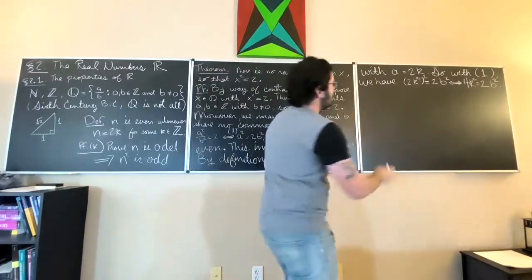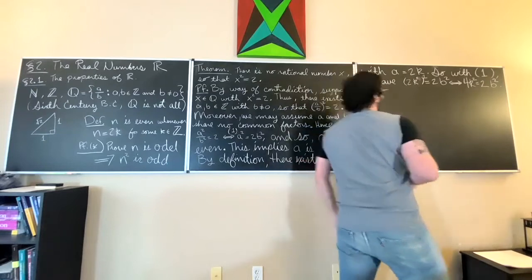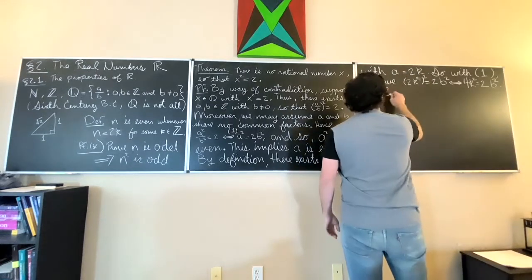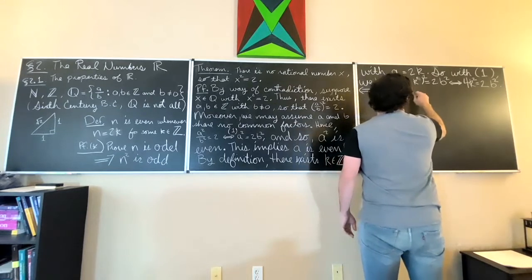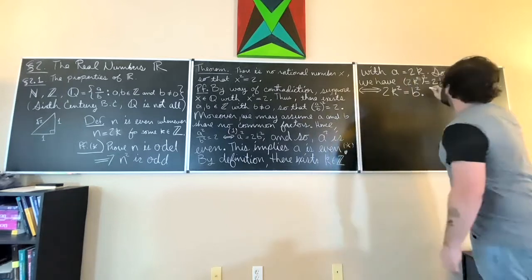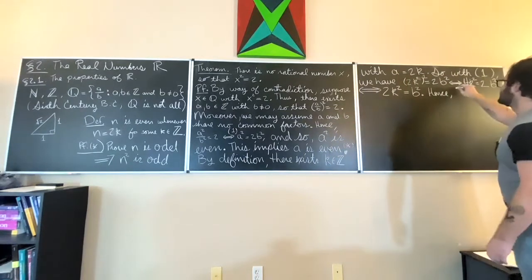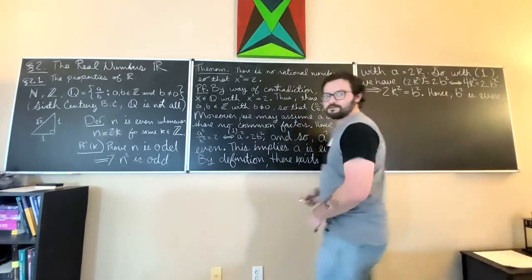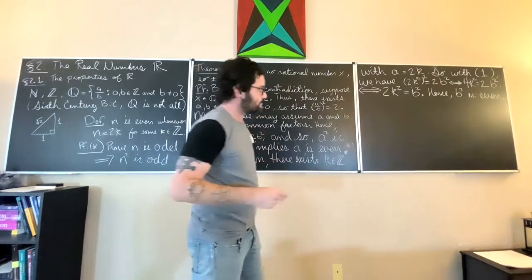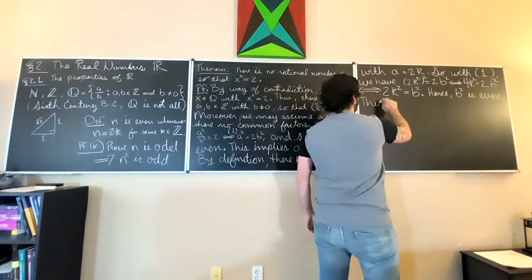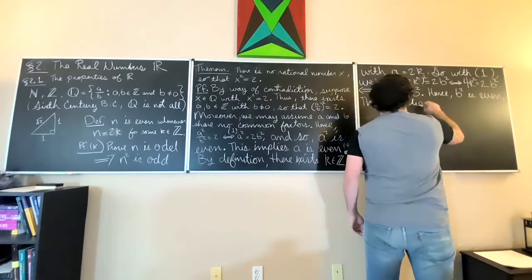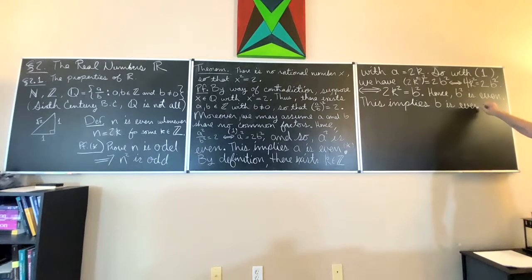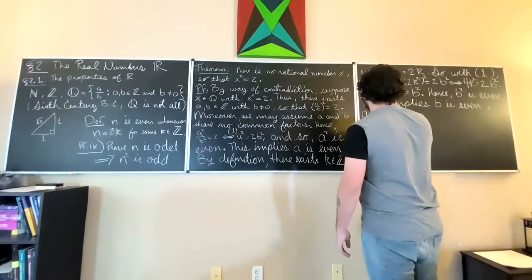Okay. And that, if and only if, we just divide by 2 on both sides of this equation, and then you get 2k squared is equal to b squared. Hence, b squared is even. Right? B squared is equal to 2 times an integer. This implies b is even. A contradiction.